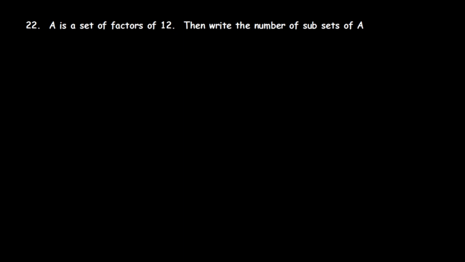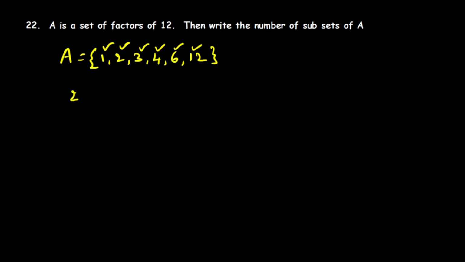A is the set of the factors of 12. Okay, so A is the set of the factors of 12, that is 1, 2, 3, 4, 6 and 12, because these are the factors of 12. Write the number of subsets of A. How many elements do we have? 1, 2, 3, 4, 5, 6. So use the formula 2 power n, that is 2 power 6, equal to 64. So there are 64 subsets. Very interesting.